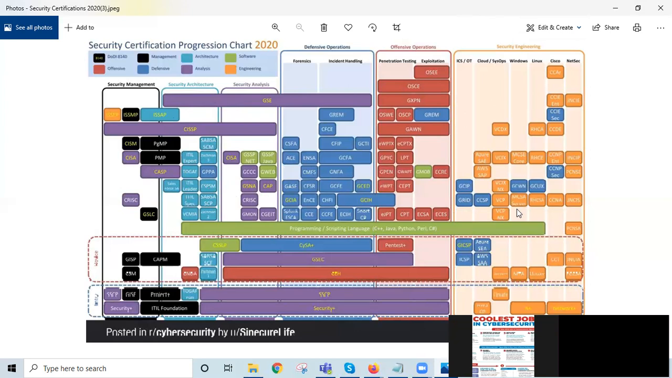Okay. So if you're talking about Security Plus, it comes under defensive operations. Basically you're going to understand the basic concepts about security. How does security work? What type of security are you going to implement? Suppose you're working in a company and somebody says, can you please create policies on the firewall?